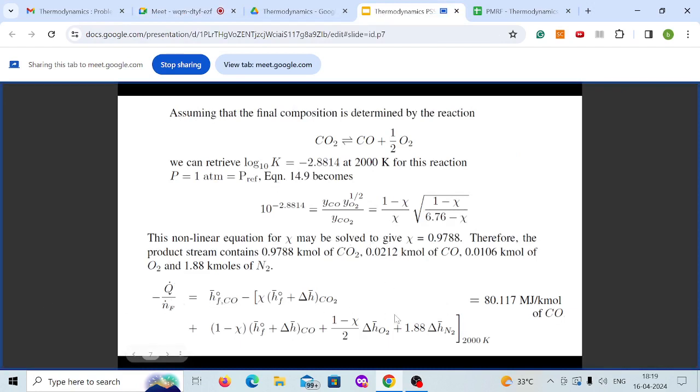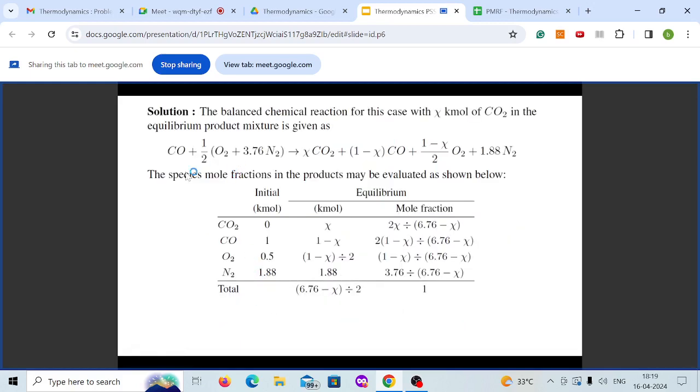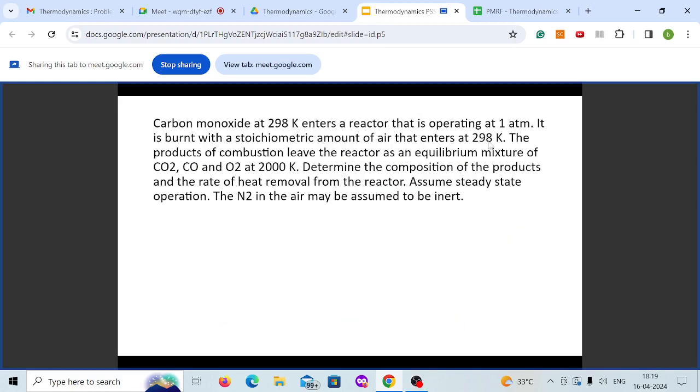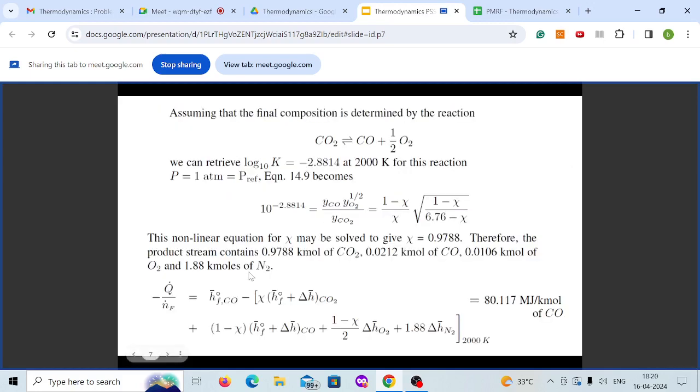So that is nothing but reactant minus product. The enthalpy of air will be 0 because it is at 298 Kelvin and 1 atmosphere. The formation enthalpy of oxygen and nitrogen is 0, and delta H also will be 0 because that is your reference temperature. So this will be the enthalpy of carbon monoxide, reactant minus product.